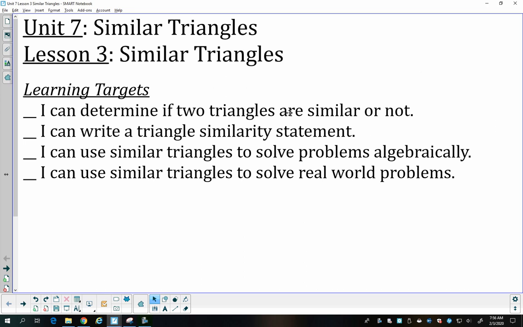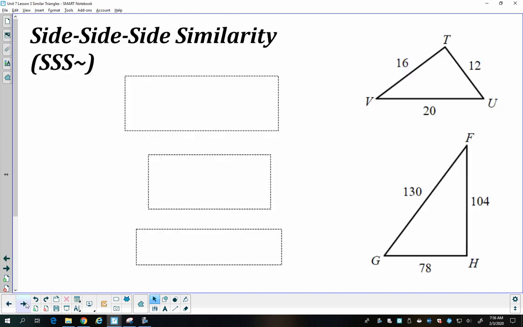Hey all, today we're going to talk about similar polygons again, and specifically we're going to talk about similar triangles. It's going to be similar to what we talked about when we talked about congruent triangles, and we have shortcuts to show that two triangles are similar without knowing all of the information about them.